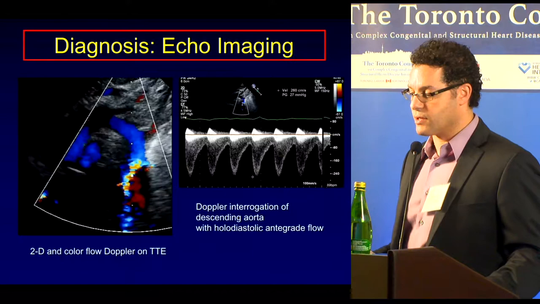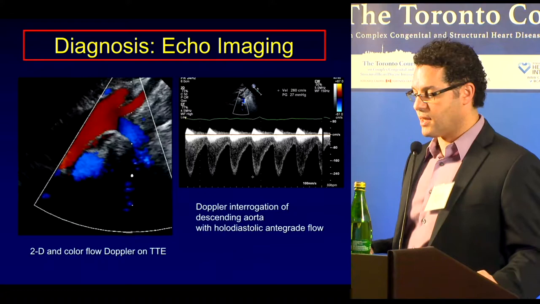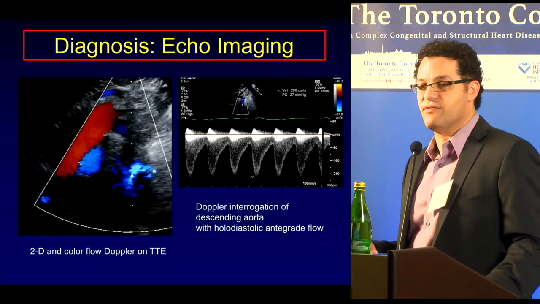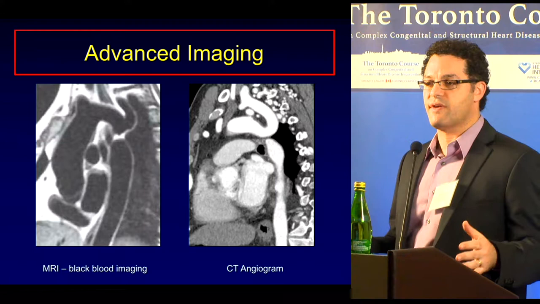For a better long-term outcome. So we've all seen these echoes, diagnostic assessments: you get your nice 2D picture, your color picture, you see your antegrade holodiastolic flow on your aortic Doppler. I've now switched; when I was a fellow, we did a lot of echo and got your blood pressure gradient and then you brought them to the cath lab to figure out the anatomy of the coarct.